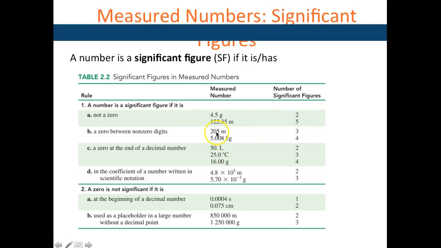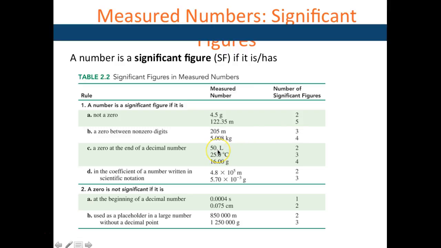When you have a zero that is wedged in between two non-zero digits, then that zero is significant. So 205 has got 3 sig figs. Again, here, these zeros are significant. Therefore, 1, 2, 3, and 4 sig figs.